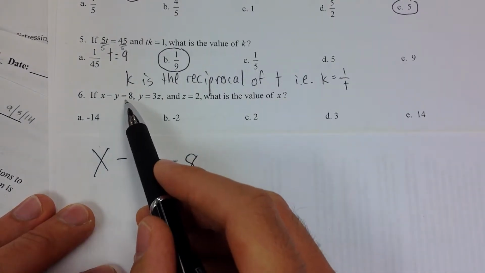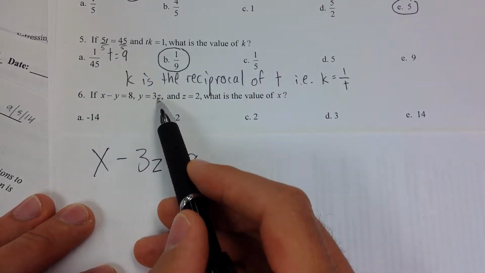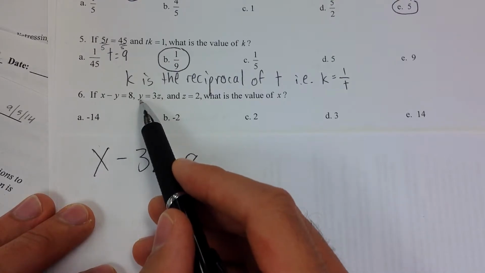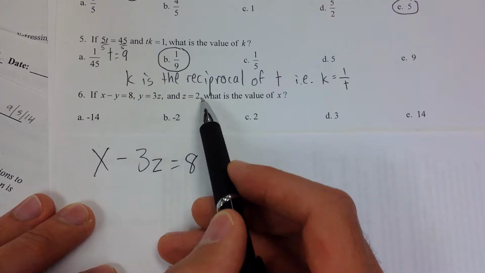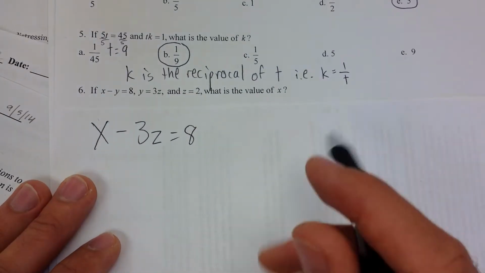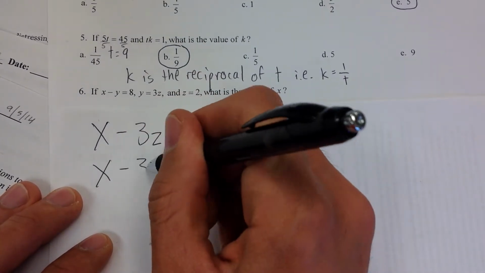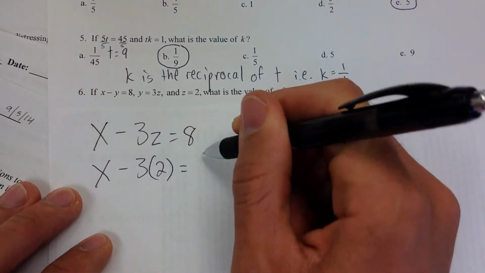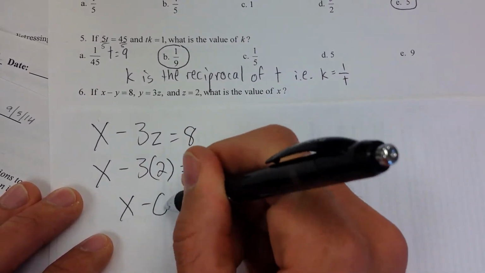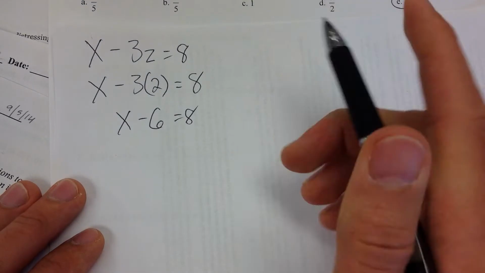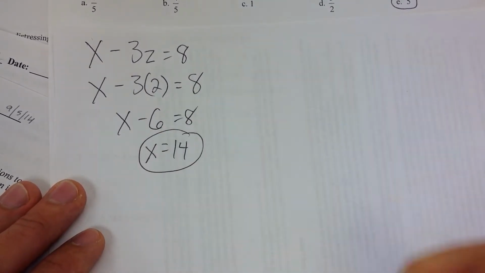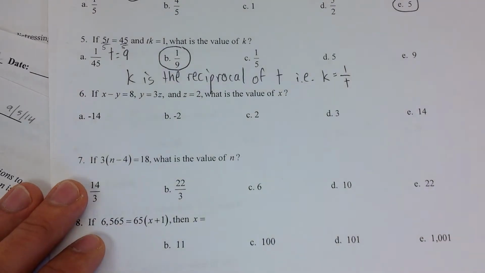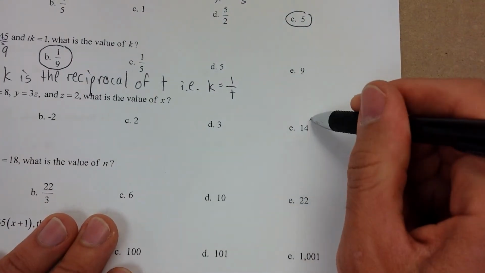You know that x minus y equals 8. You know that y equals 3z. So anywhere you see y, you can replace it with 3z. Then we also know that z equals 2. So everywhere you see z, you can replace it with 2. Then it's easy. What number minus 6 equals 8? 14. Choice E.